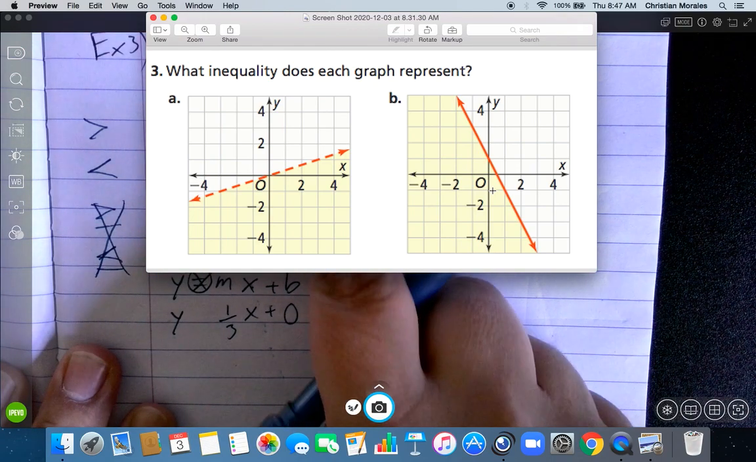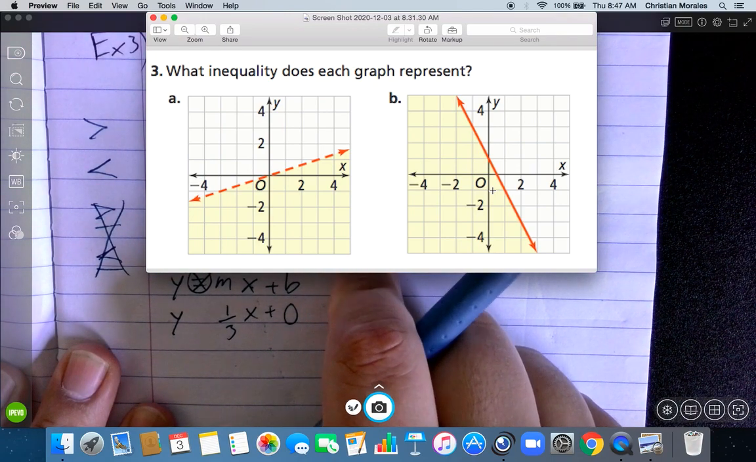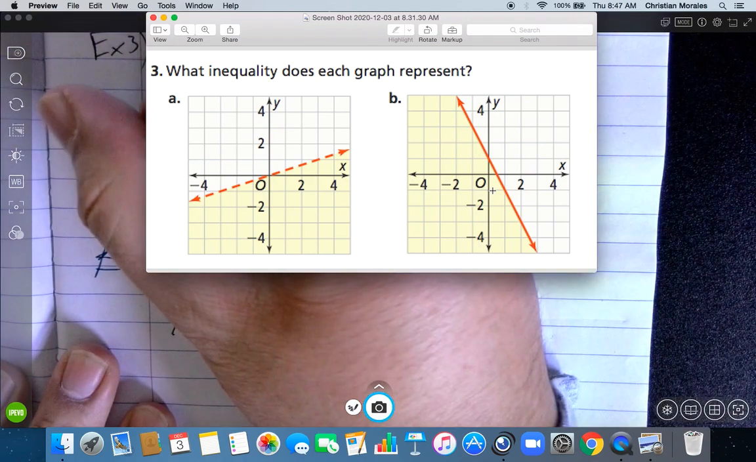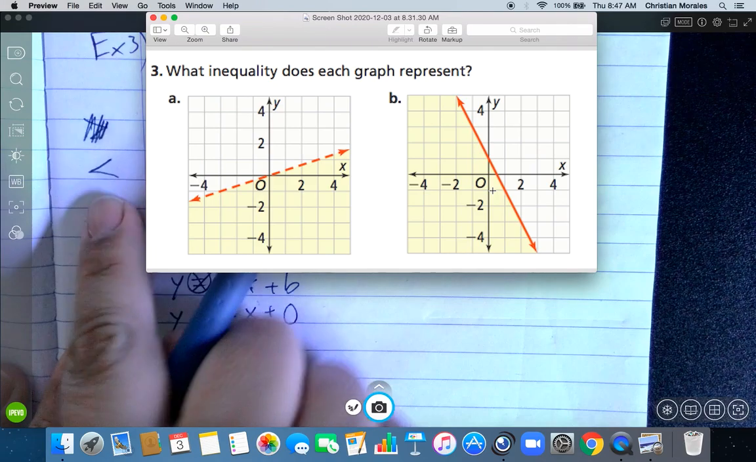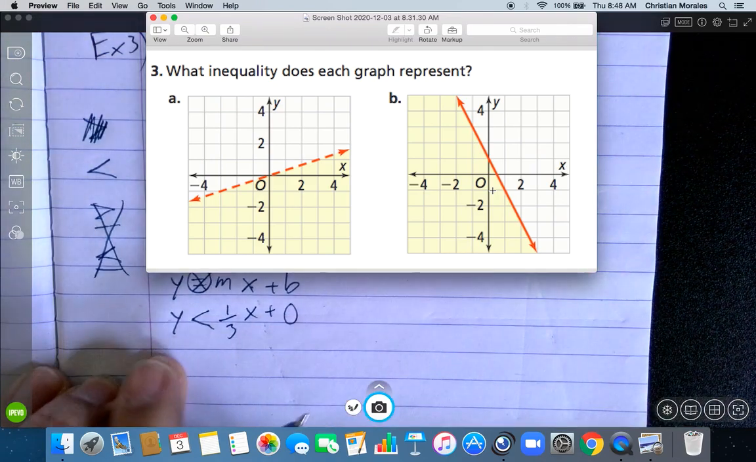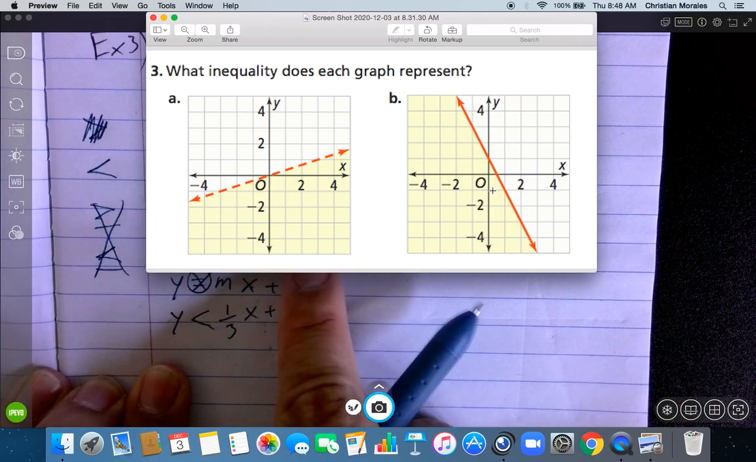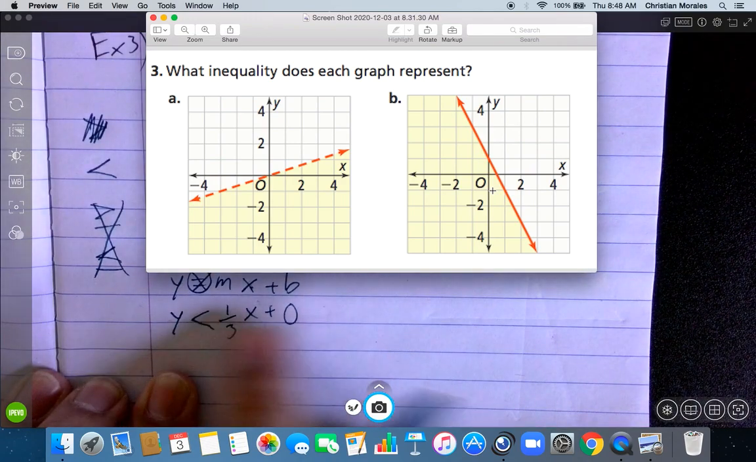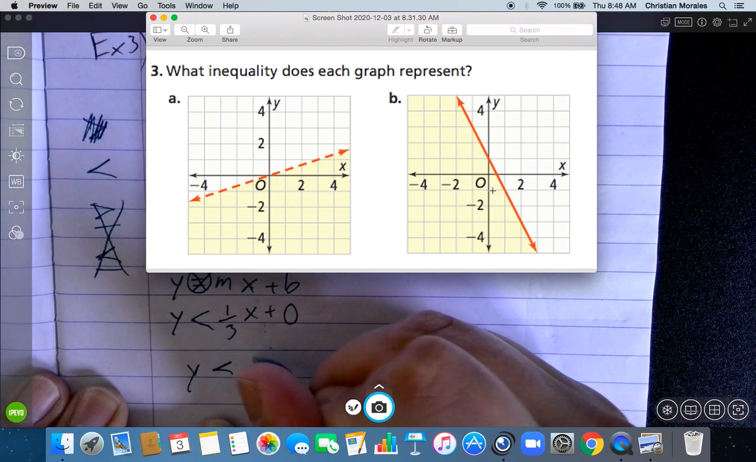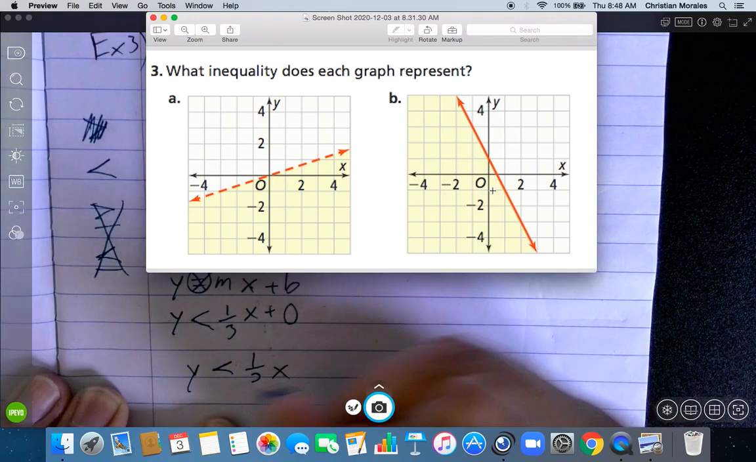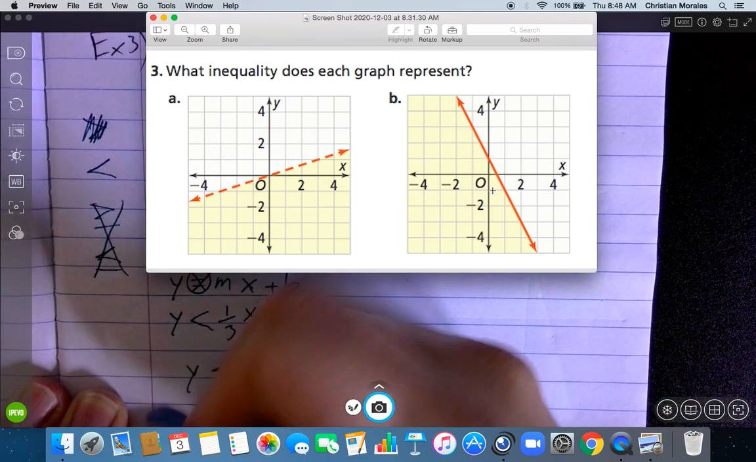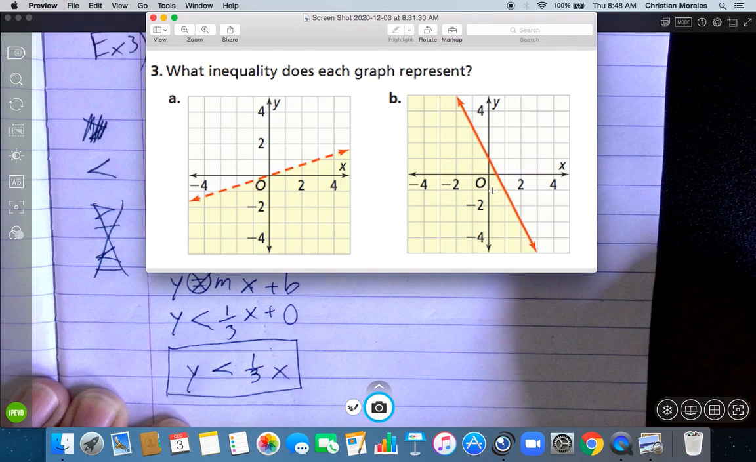So is it shading above the line or is it shading below the line? And based on that, I see the shading below the line. It would not be this one. It would be this one. Because when I put this in here, look at what it says. Y is less than the line, less than mx plus b. So the actual answer will look something like this, because you wouldn't see the 0 in the answer. You would just see this as the equation.